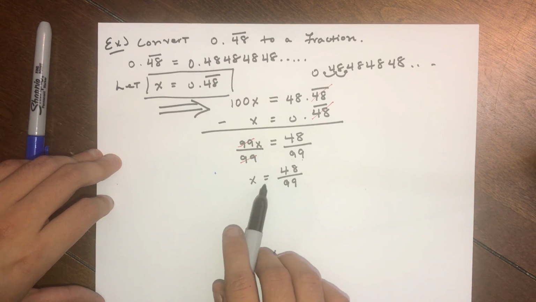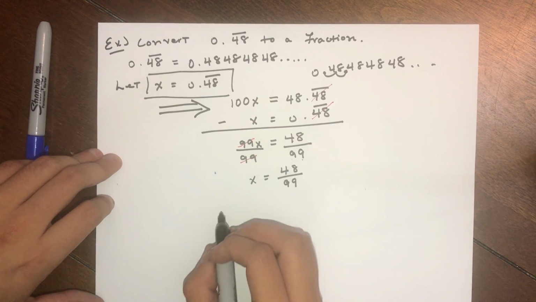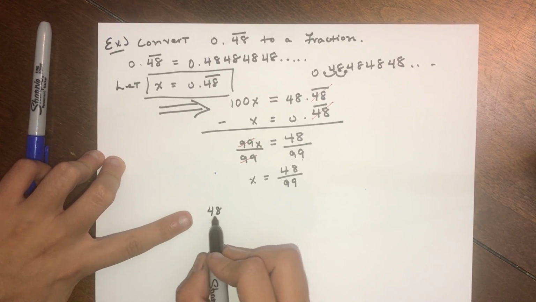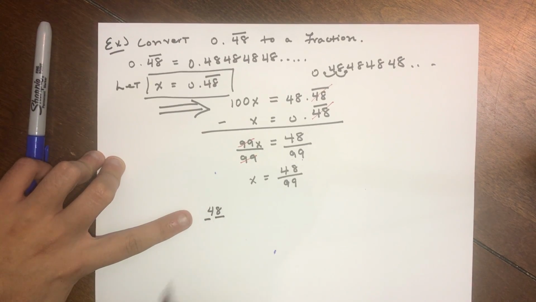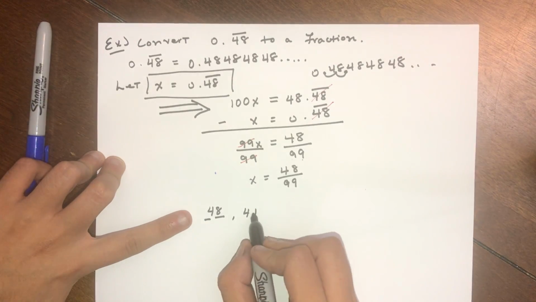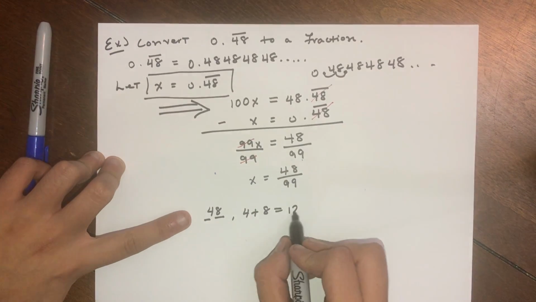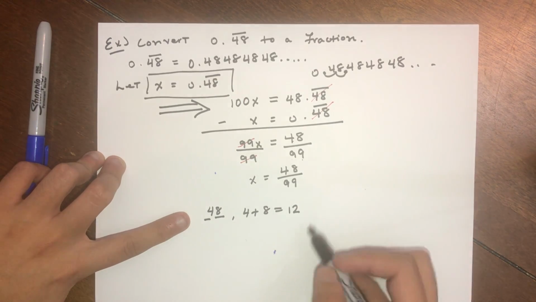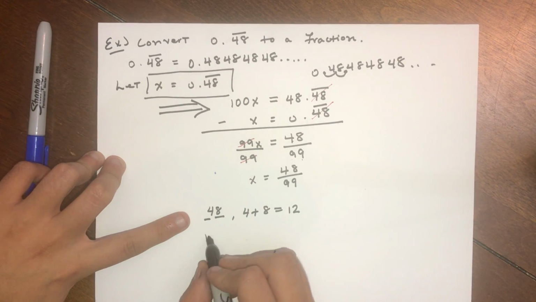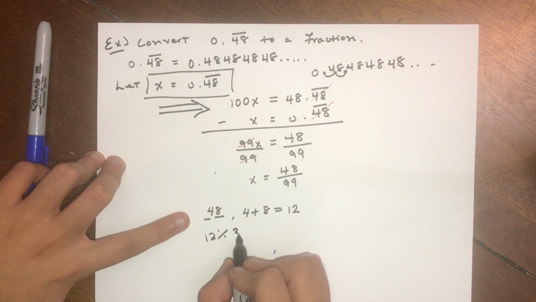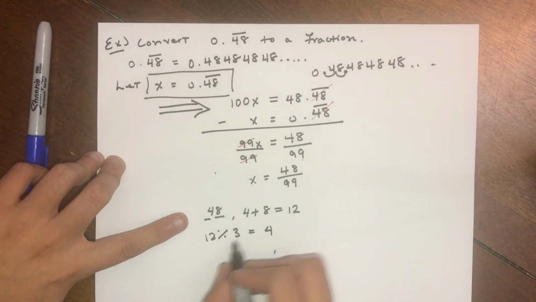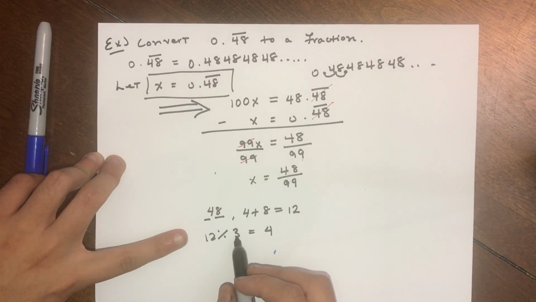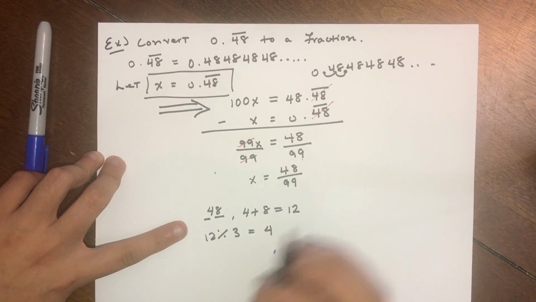The first thing you do is take the first number, which is 48, and look at the digits, 4 and 8. What's 4 plus 8? It's 12. Now, does 3 go into 12 evenly? What's 12 divided by 3? It's 4, so yes, it goes in evenly. If 3 goes into 12 evenly, that means 3 goes into 48 evenly.